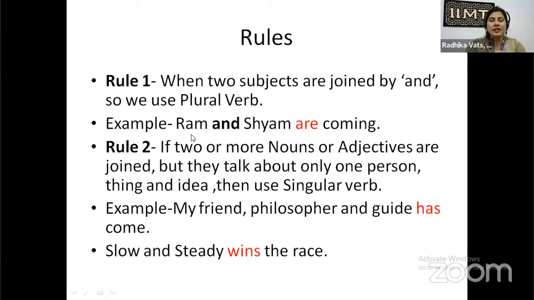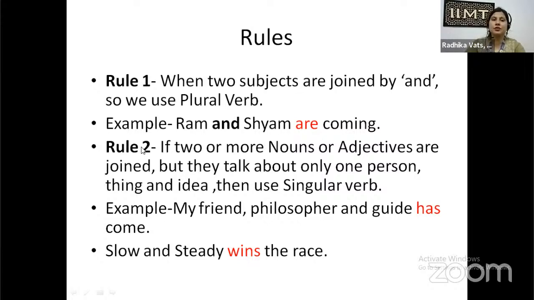Now you can see here, what is the action that is happening? The main action is coming, right? And now what are the subjects? There is not one subject, there are two subjects. The first one is Ram and another one is Sham. So we have joined them together with the help of "and", right? It is a joining word, we all know that. And Ram and Sham are coming, not is coming.